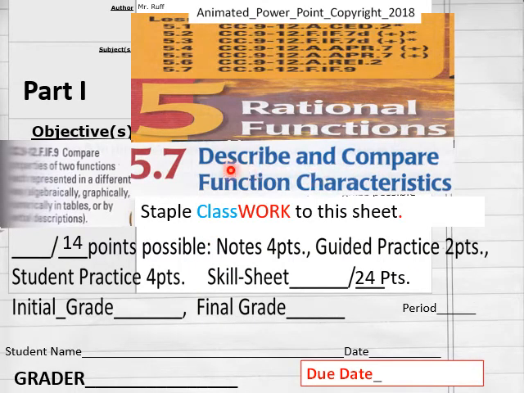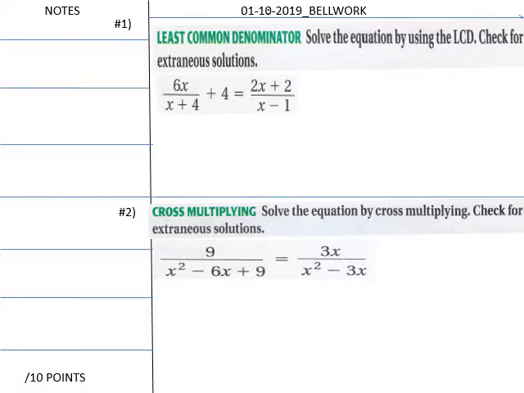5.7 describe and compare function characteristics. Here is the standard that you can read there. This is part 1. We have classwork here of 24 points. And then we got vocabulary of, I forget how much.